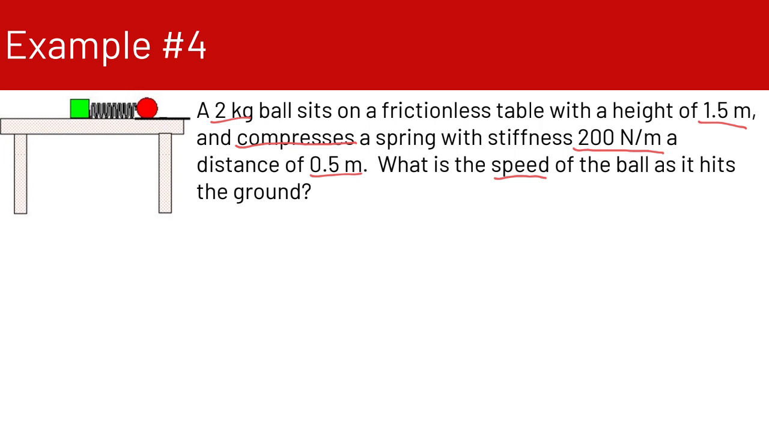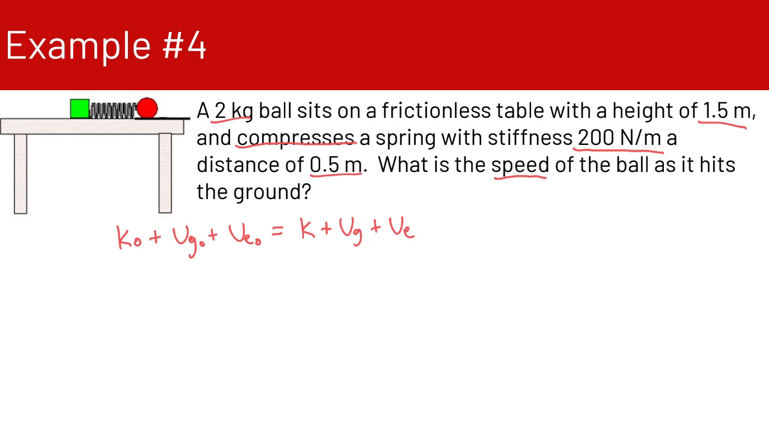Okay, so we've got 3 different types of energy in this problem. So we have kinetic energy. So on top of the table, we have initial kinetic energy plus initial gravitational potential energy plus initial spring potential energy. And that's going to equal our final kinetic energy plus our final gravitational potential energy plus our final spring potential energy.